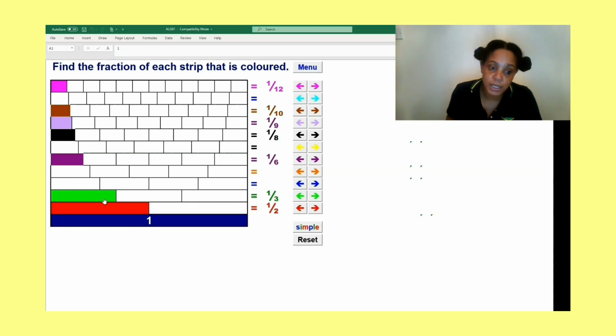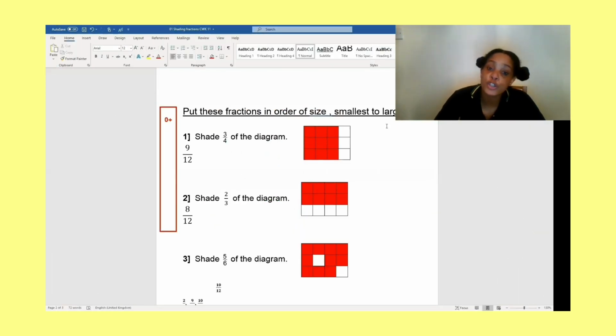If you notice, these pieces from the bottom are bigger than the ones at the top. So the smaller the denominator, the bigger the fraction, but that only applies to unit fractions. We also looked at non-unit fractions, and we used a picture to represent them. 3 out of 4, 2 out of 3, 5 out of 6. These are all different. There's nothing obvious that is common.